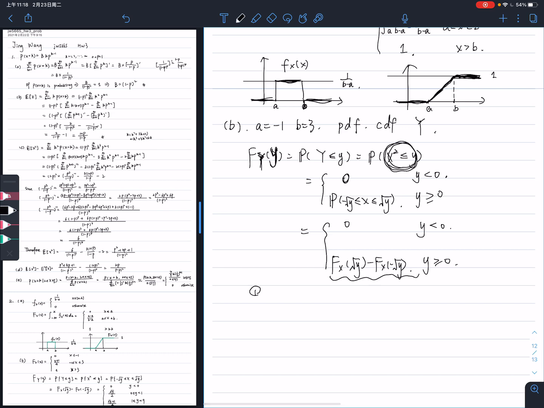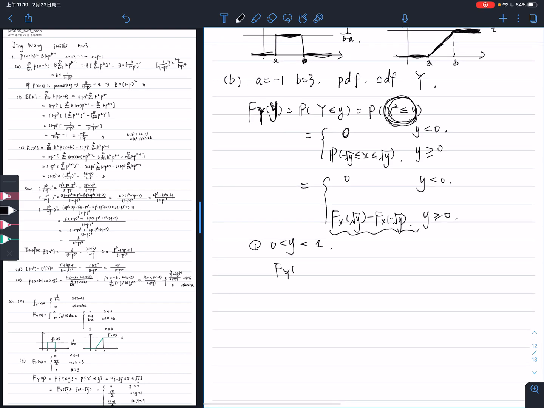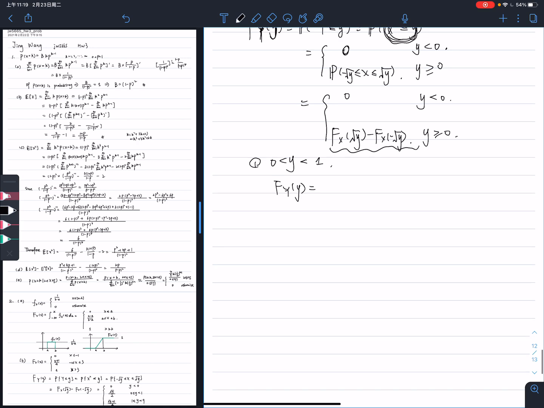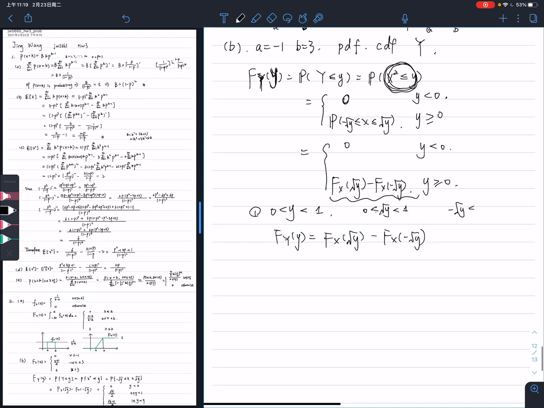Firstly, if y is larger than 0 and smaller than 1, at this time it is equal to Fx of the square root of y minus Fx of the negative square root of y. At this time the square root of y is smaller than 1 and larger than 0, and the negative square root of y is smaller than 0 and larger than minus 1. So these two values, the square root and the negative square root, are in the interval from -1 to 3.